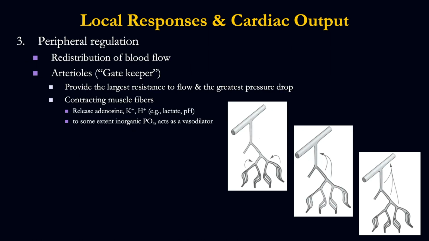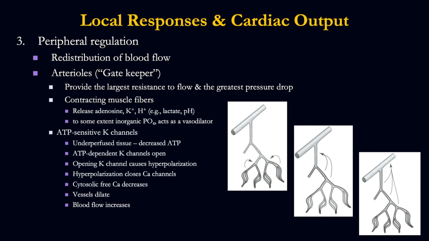How does this all work? Well, the contracting muscle fiber releases adenosine. Do you remember adenosine? This is from adenosine triphosphate, or ATP. We're also going to have an increase in potassium ions as well as hydrogen ions that are coming from lactate. That changes the pH. To some extent, inorganic phosphate is also going to be a vasodilator here.